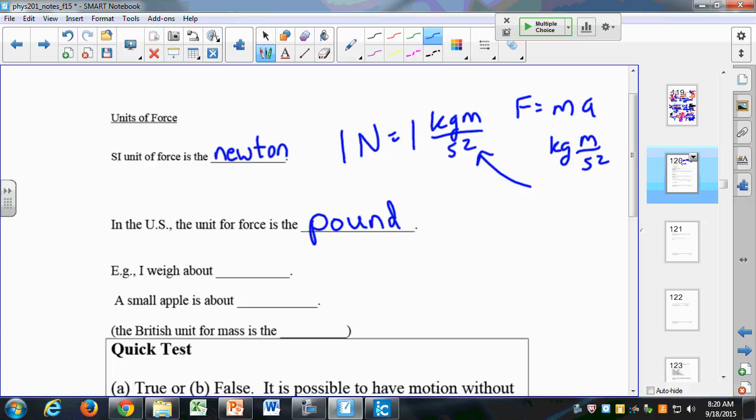A person weighs about 700 newtons. That's about my weight in newtons. A small apple is about 1 newton, about a quarter pound.